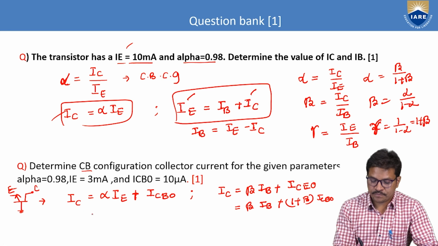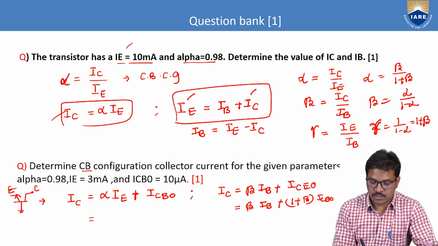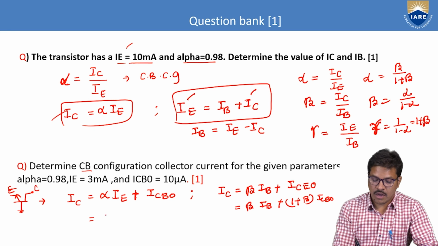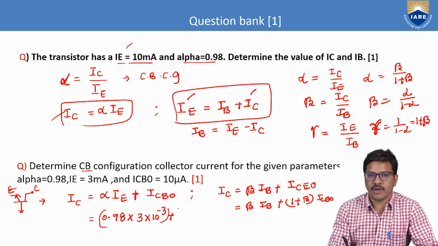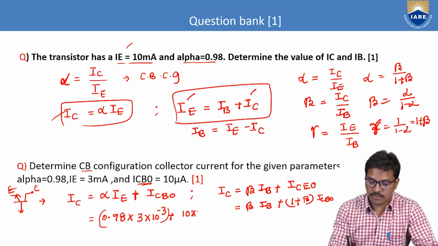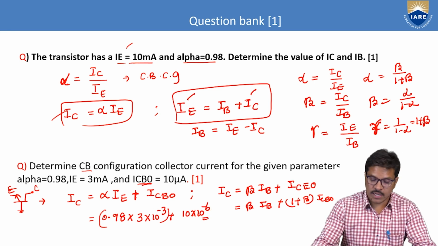So here the majority current is alpha IE, where alpha is given as 0.98 and IE is given as 10 to the power of minus 3, plus ICBO. ICBO means collector to base current when the emitter is open. That is 10 to the power of minus 6. By substituting these parameters, we will get the answer.